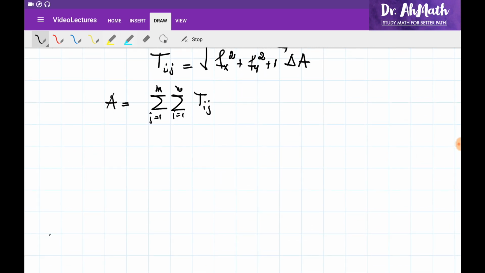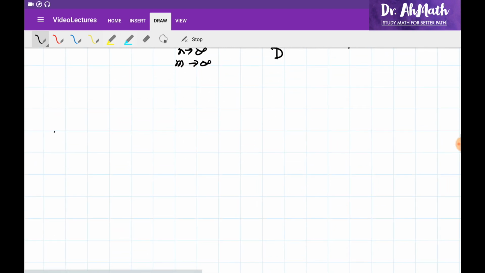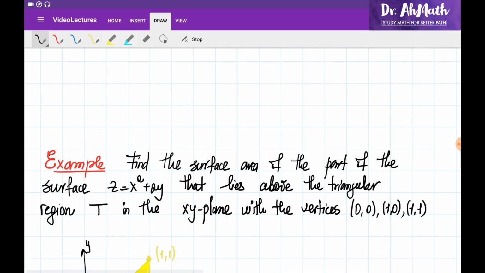Basically, if I take the limit or double limit of the sum when n goes to infinity and m goes to infinity, this would be the double integration over the region D of the square root of the partial derivative of f with respect to x in the square plus the partial derivative with respect to y in the square plus 1, integrated with respect to dA. So let's do an example in order to see how we need to calculate this.